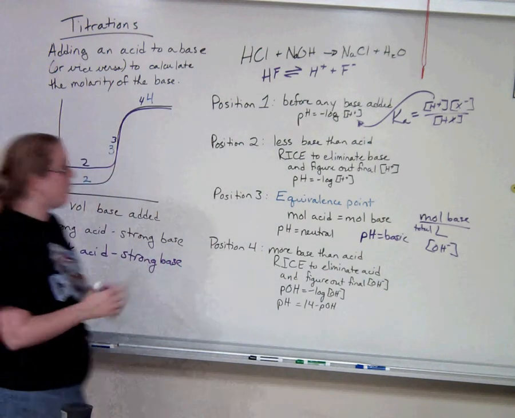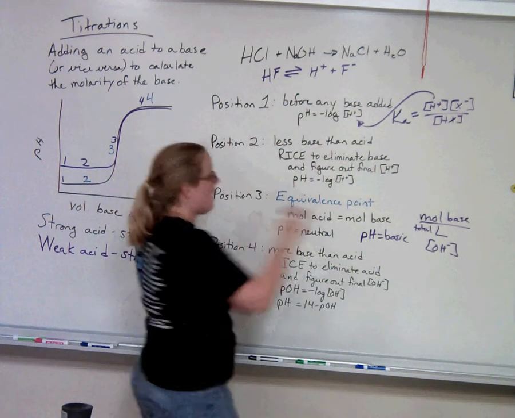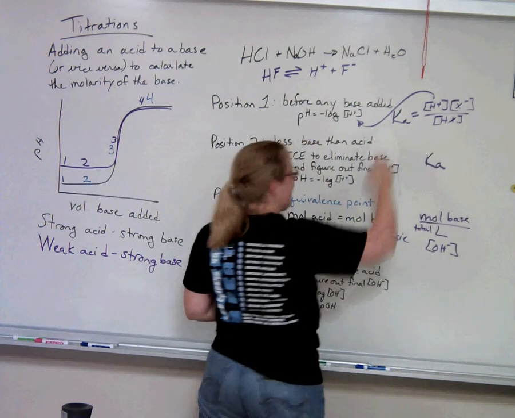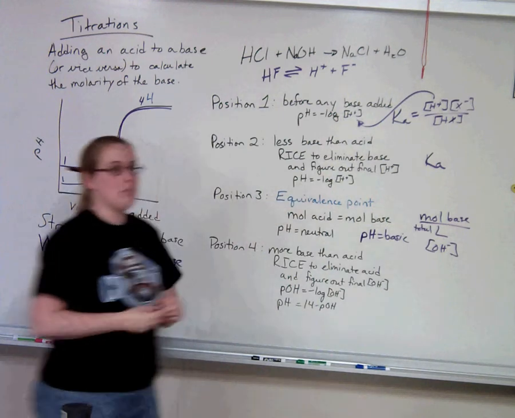But the only difference is that we're going to have to do rice tables, and we're going to have to use Ka, which is Ka again here. And then the Ka will give us our hydrogen ion concentration, which we can then put into the pH equation.